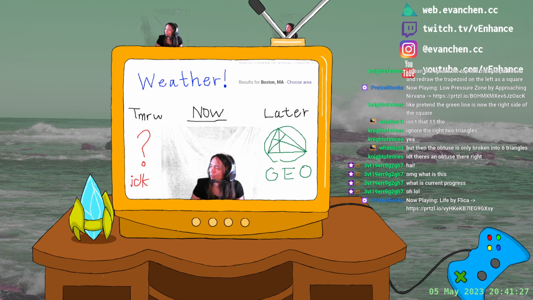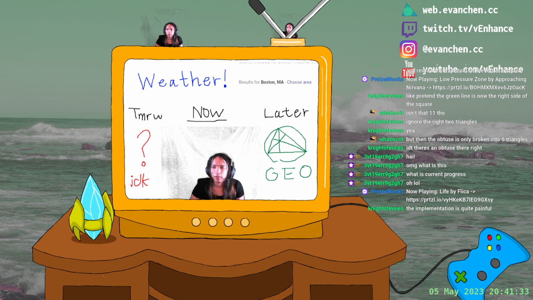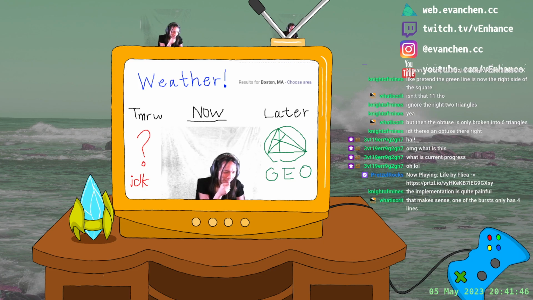How many problems did we get today? This is 1, 2, 3, 1 because this is from the 5th one. The implementation is quite painful. I mean, it's just a picture, right? Can I just eyeball the coordinates or something? I don't know.